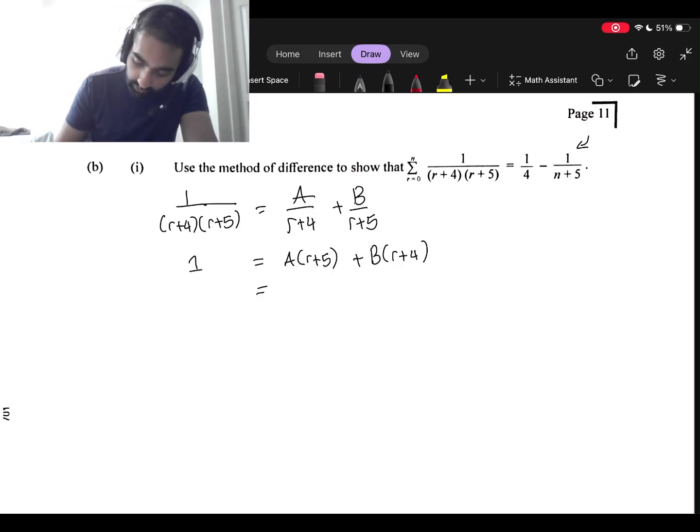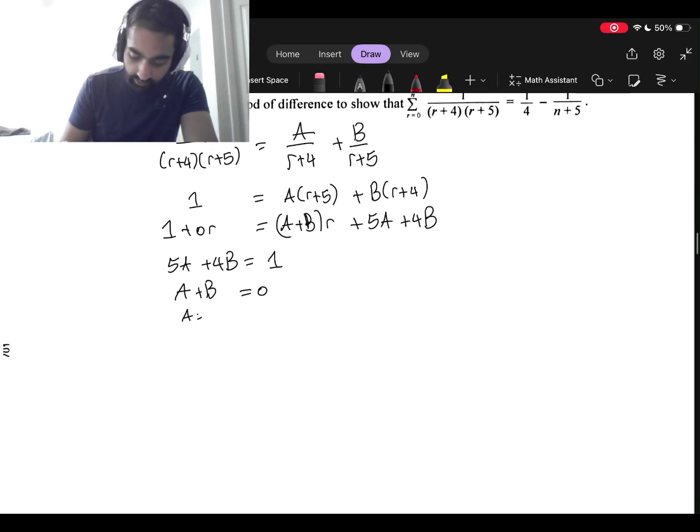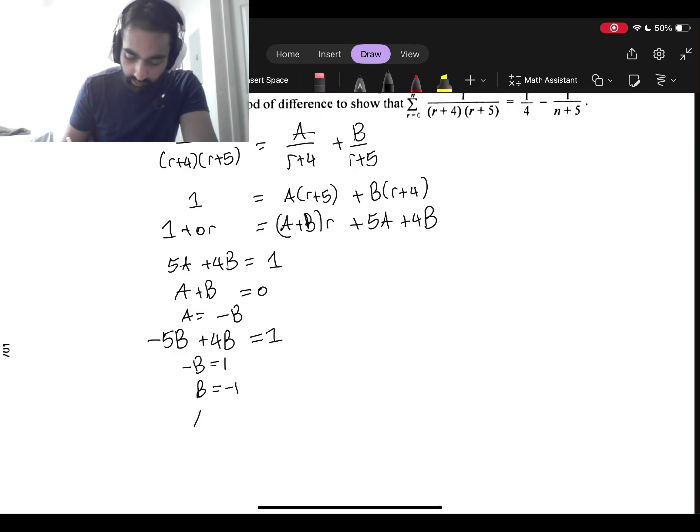or you could do what I'm about to do, which is just say, okay, this is equal to a plus b r, plus 5a plus 4b, and then this is 1 plus 0r. So therefore 5a plus 4b should be equal to the constant term, which is 1, and a plus b should be equal to 0. And now I just solve for this. So therefore a is minus b. So if I put that into the first one, minus 5b plus 4b equals 1. So minus b equals 1, or b equals minus 1. And then a is equal to 1.